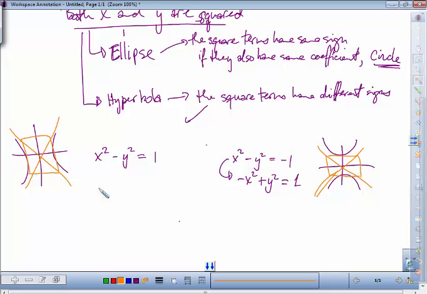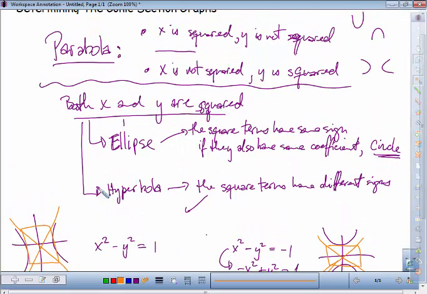Okay. All right, so I think that's a quick rundown summary of being able to identify your conic sections. And I think it's good practice to do this.